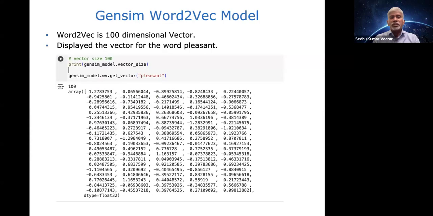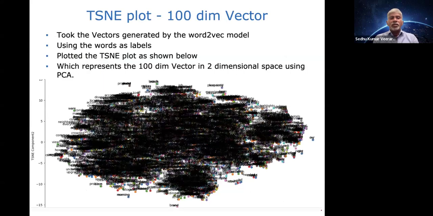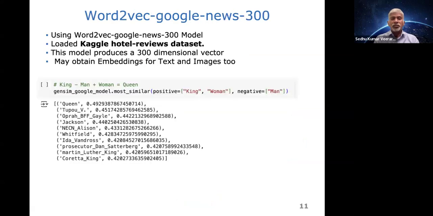Word2vec produces a 100-dimensional vector. Displayed the vector for the word "pleasant" as shown here. Took the vectors generated by the word2vec model, using the words as labels, and plotted the t-SNE plot as shown below, which represents the 100-dimensional vectors in two-dimensional space using principal component analysis. You may see the clusters of words in the plot.